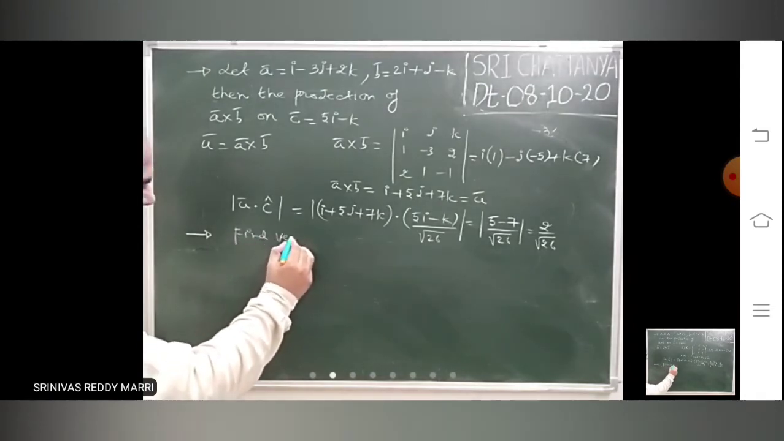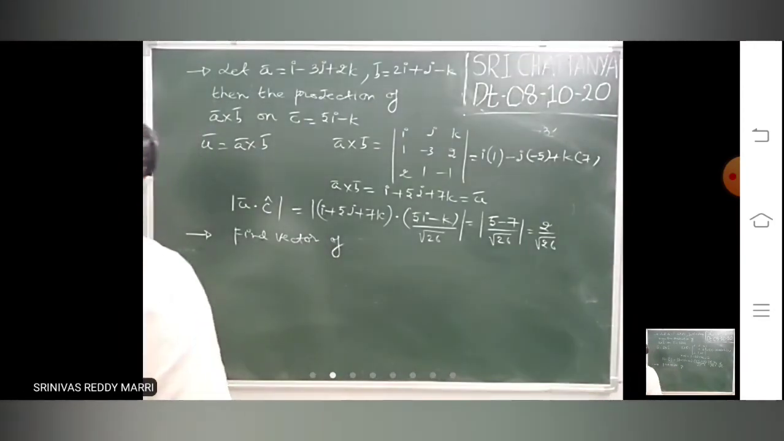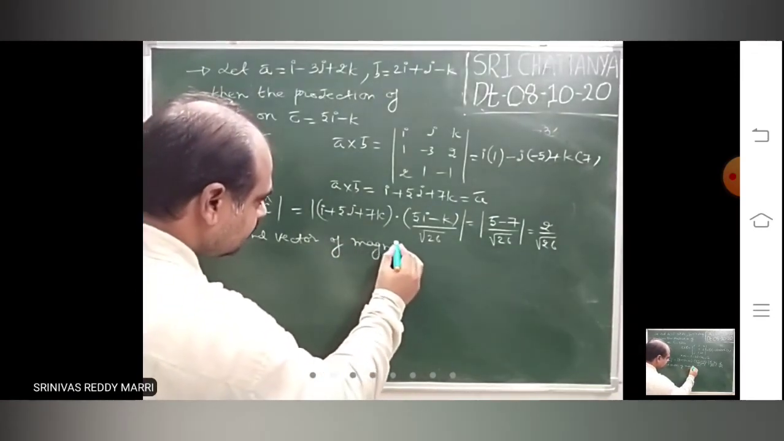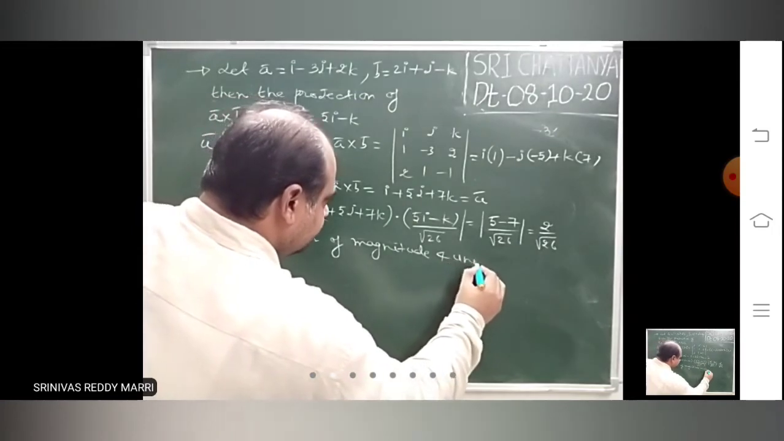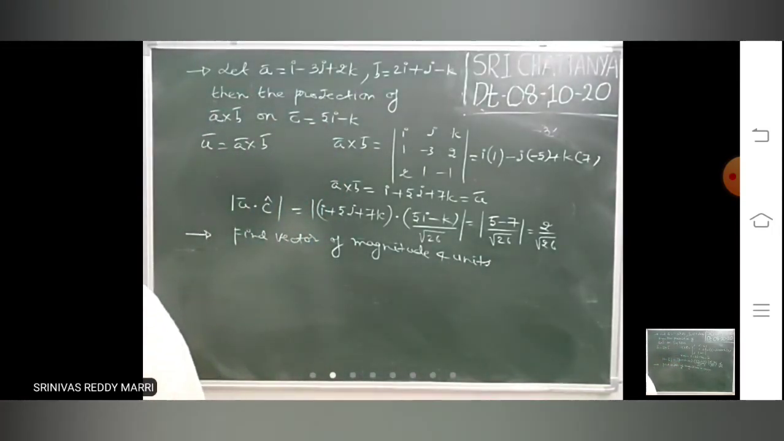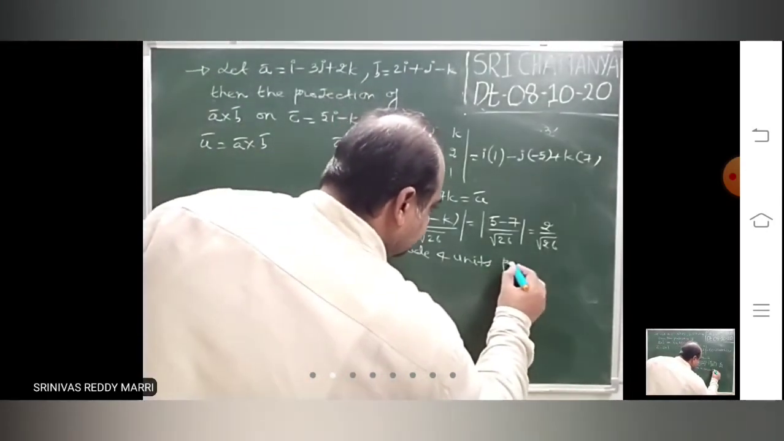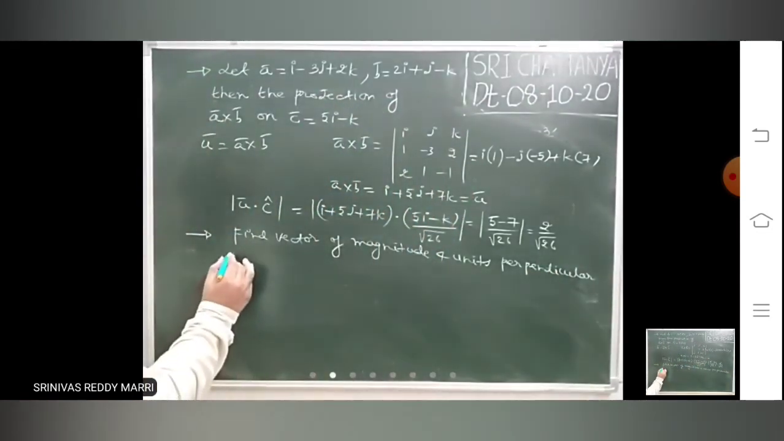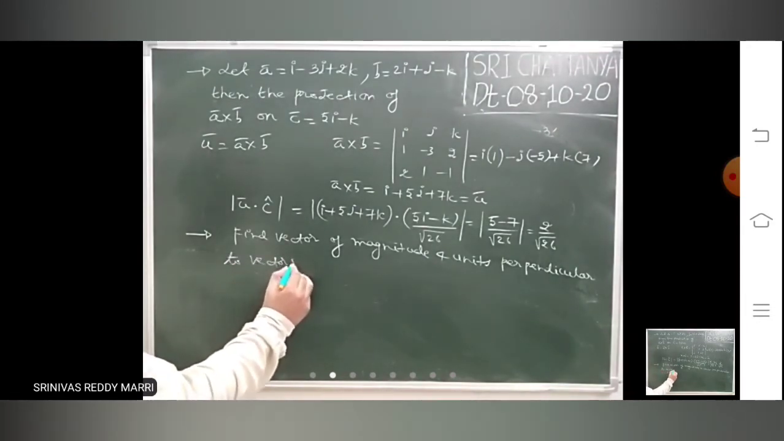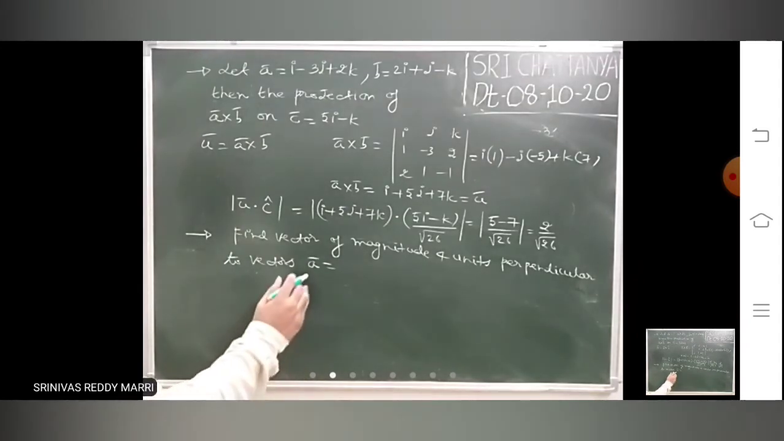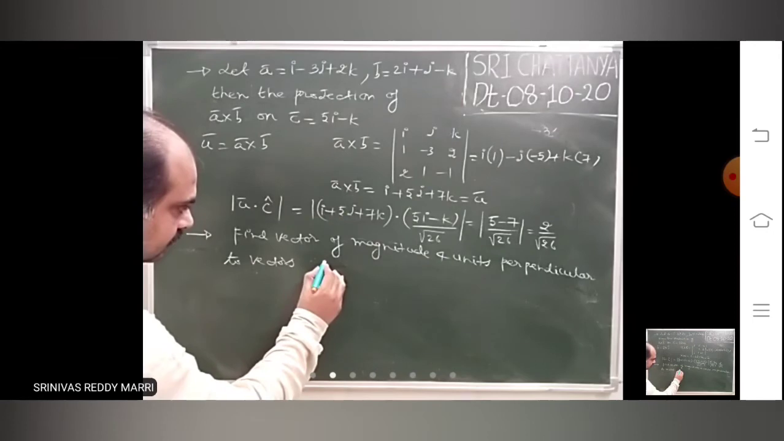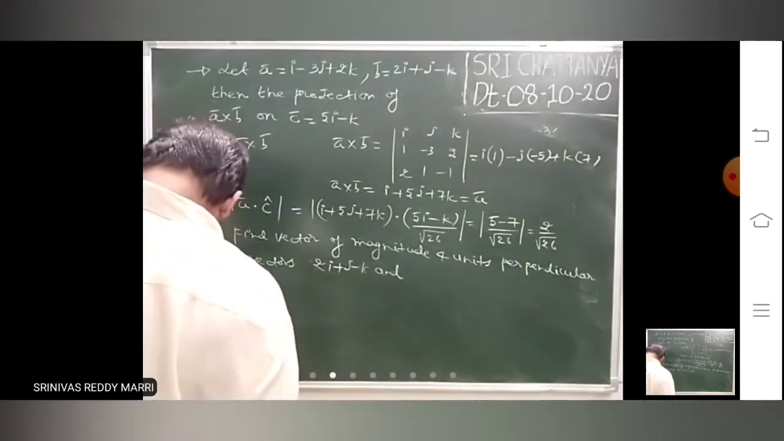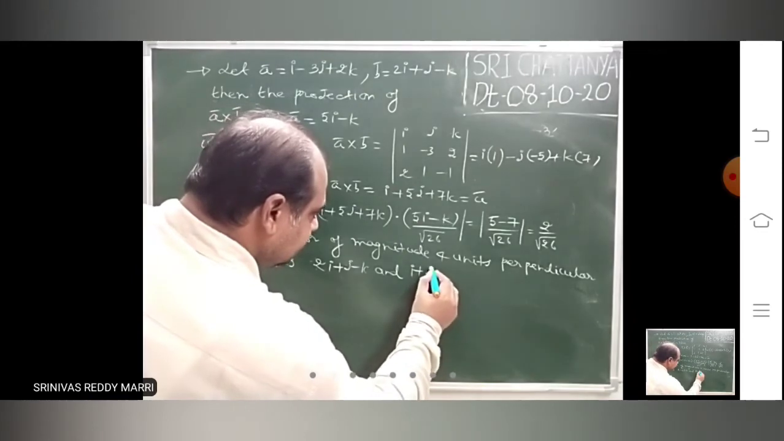Find a vector of magnitude 4 units perpendicular to the vectors A bar equal to 2i plus j minus k and B bar equal to i plus j plus 2k.